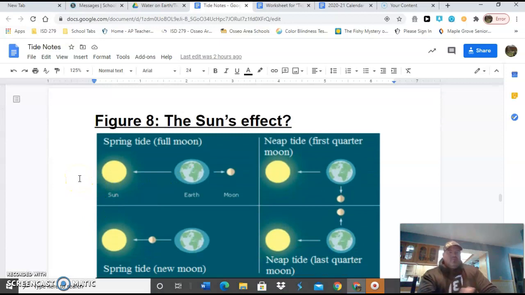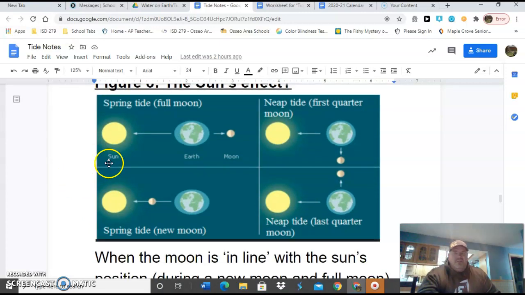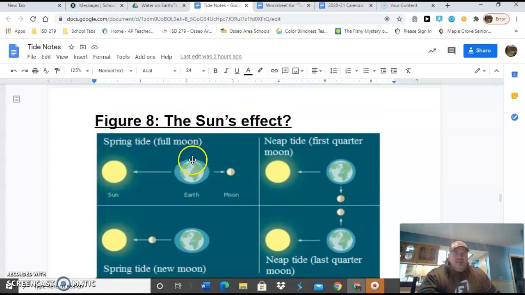And first of all, one big concept is that if the sun is in line with the moon, like a full moon, you're going to end up with more of a gravitational effect from the sun because it's in line with the moon. So it's actually going to help out the high tide. So it's going to make a larger tide or a tidal bulge when the sun is in line with the moon. That would be happening during a full moon or during a new moon.